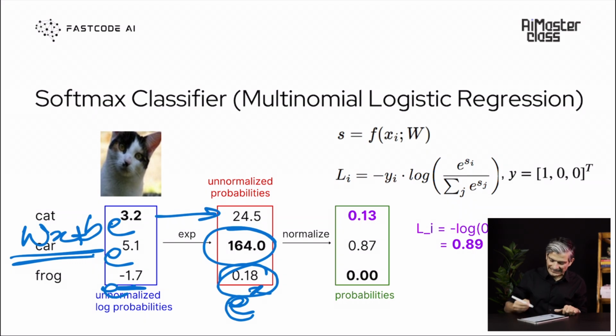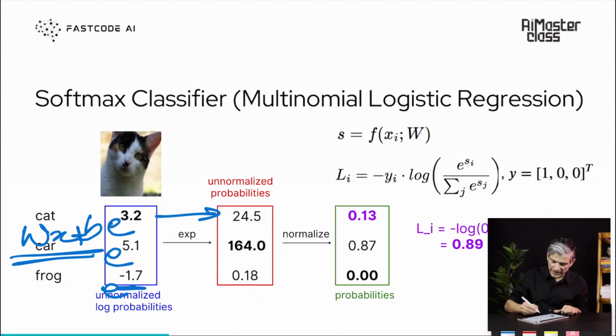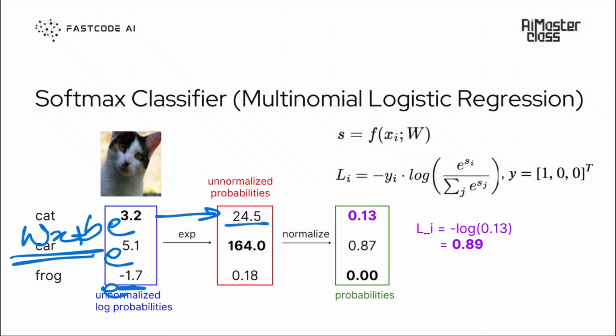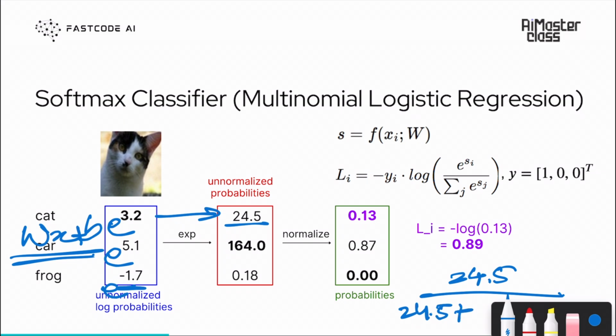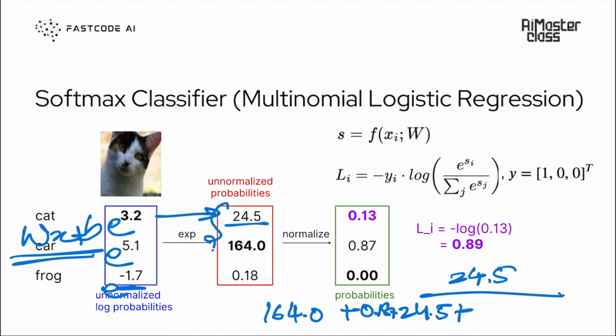And then we normalize it. What does it mean, normalize? So I'll just rub this. Normalize simply means that we take this 24.5, and then we divide it by the sum of 24.5 plus whatever we have, so 164.0 plus 0.18 plus this. So we divide 24.5 by the sum of all of this, and this is then the normalization, and when you do that you will see that you get 0.13 as the output.